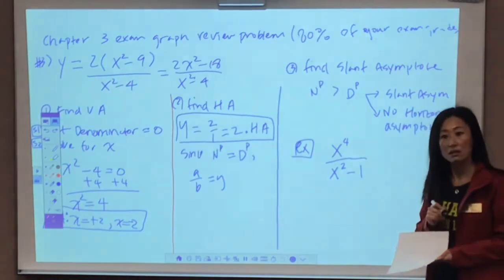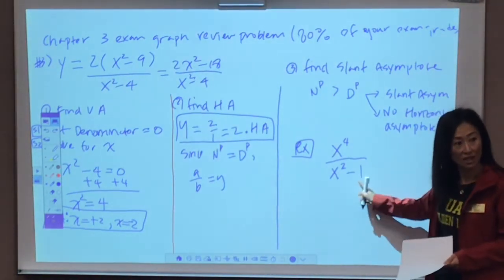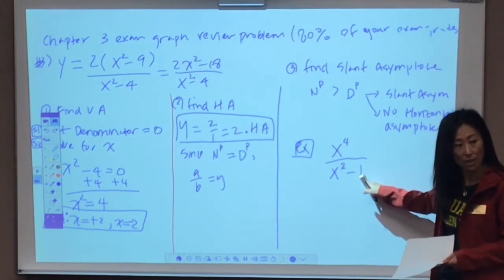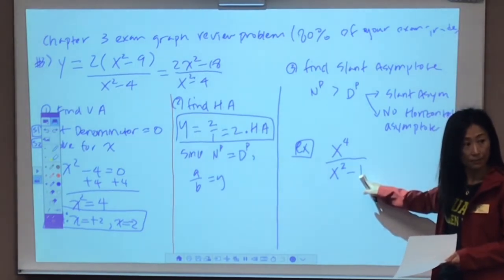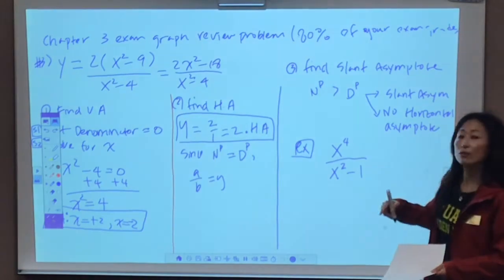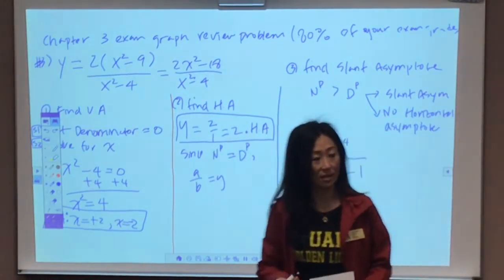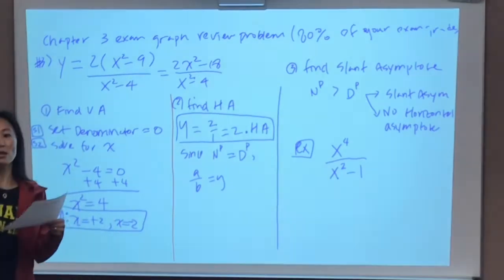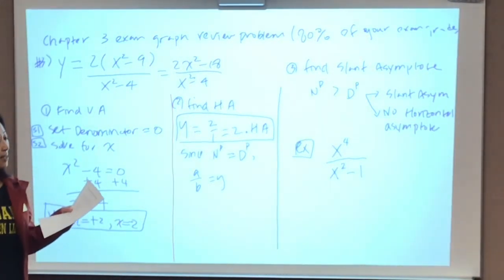In this case, are you with me? In this case, you're gonna have a what? Slant asymptote. What would the slant be? That's what I'm gonna teach you. You got the long division. So I'm gonna do that in number 4. See number 4, does everybody see that?